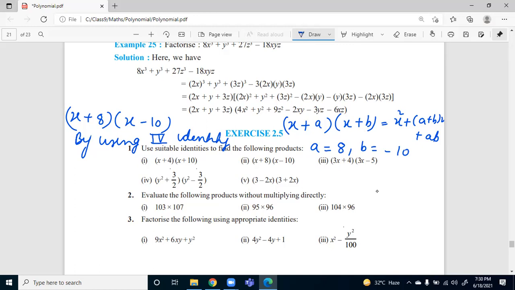So is it completed, Dhanvi? Yes, ma'am. Okay, do tell me what is the final answer. My final answer is coming x square minus 2x minus 18. You are absolutely correct. So 8 minus 10 is minus 2x and 8 into minus 10 is minus 80. Excellent.